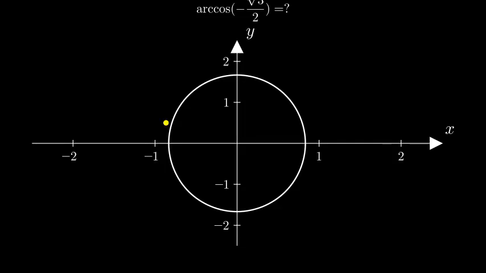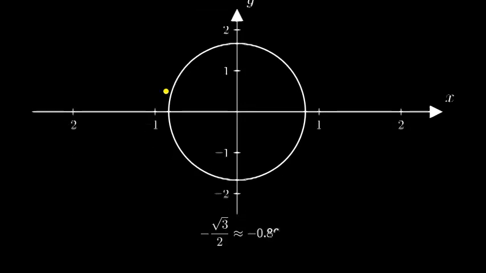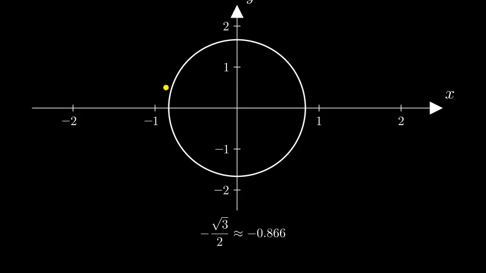On the unit circle, the x-coordinate of any point represents the cosine of that angle. We're looking for a point where the x-coordinate is negative square root of 3 over 2. This value is approximately negative 0.866.